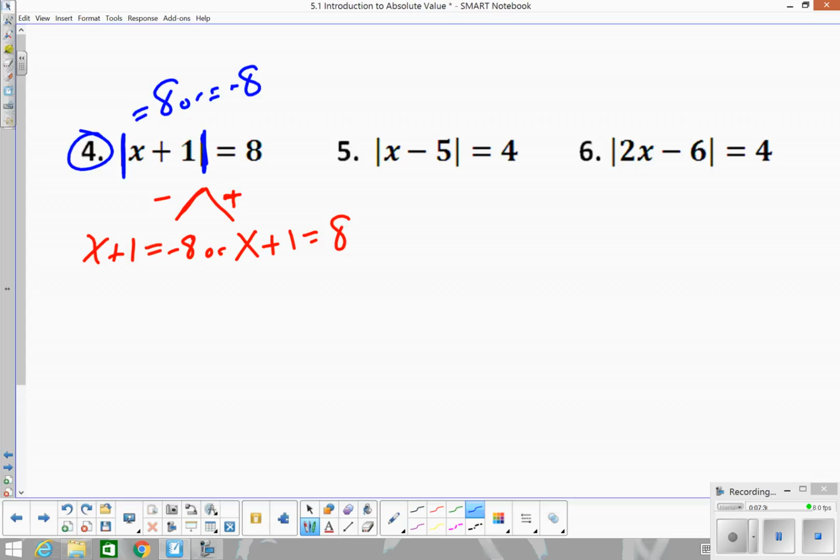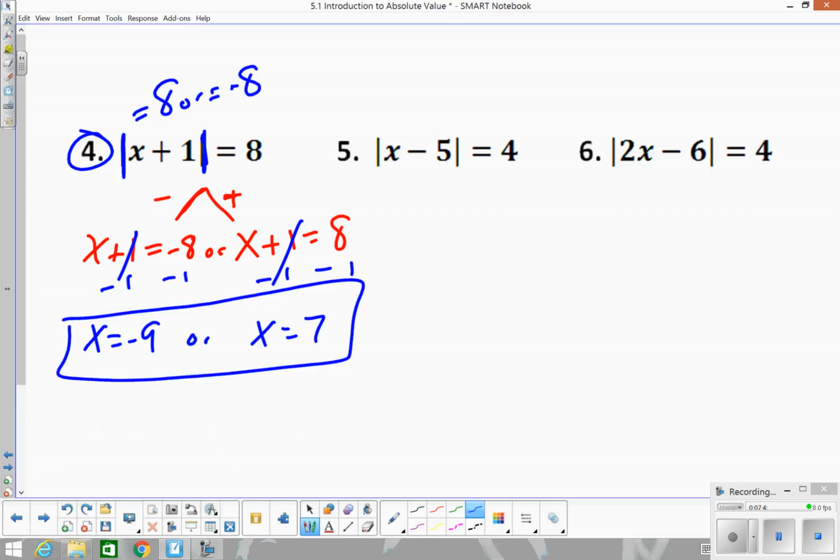So in my left equation, you're going to go ahead and minus 1 from both sides, and x equals negative 8 minus 1, which is negative 9. Or here, you're going to subtract 1, same thing. X equals 8 minus 1, which is 7. And those are your answers. So when you're talking about absolute value brackets, for the most part, you're going to have 2 solutions. For the most part. And we'll go into special cases.